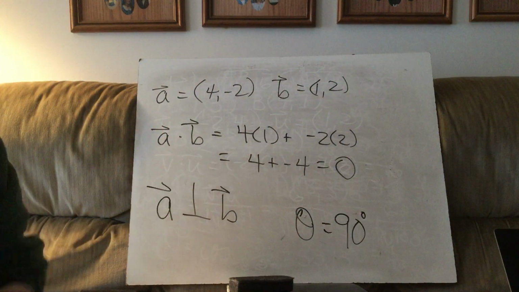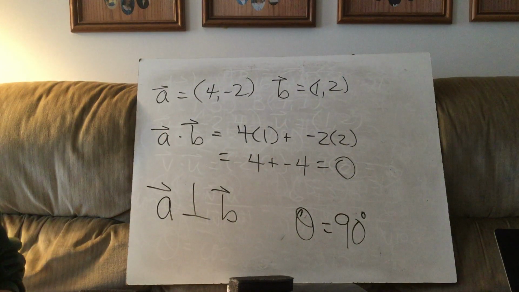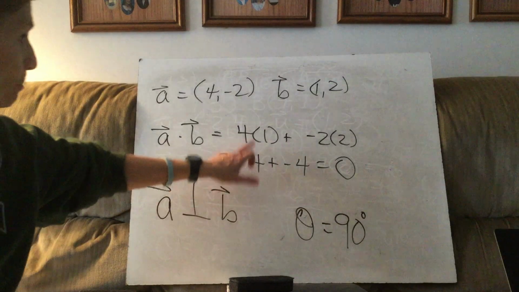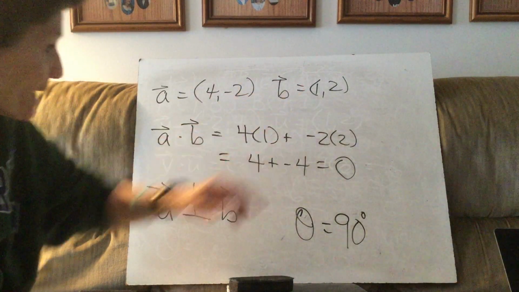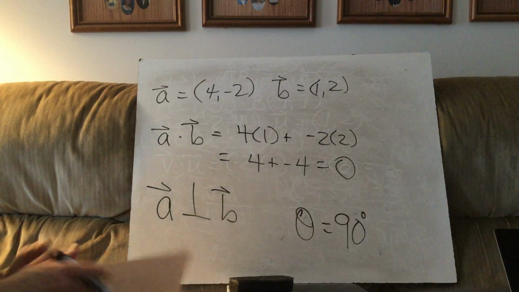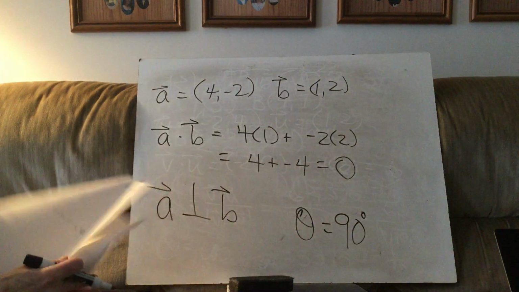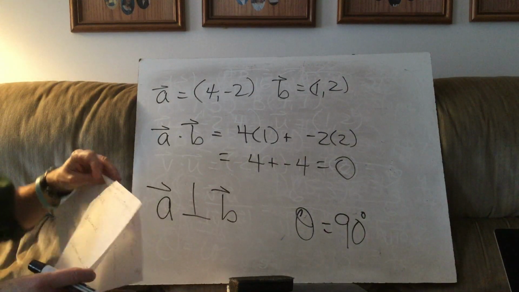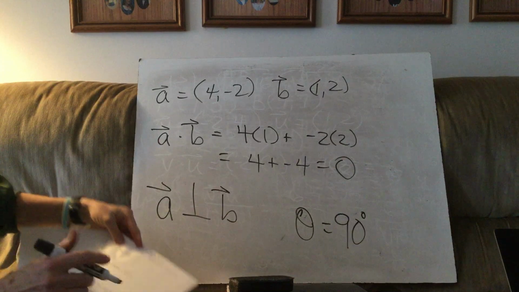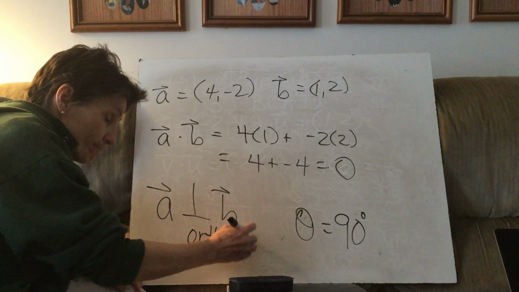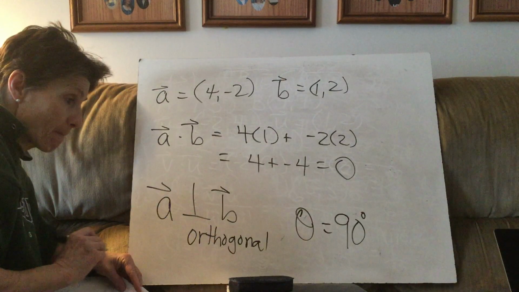I'm not even going to do all that other work. I don't need to do all that other work. The angle between these vectors is 90 degrees because the dot product, x times x, y times y, add them up, turned out to be 0. And when the dot product is 0, the vectors are orthogonal, which means they have a 90-degree angle. Orthogonal, remember, is the vector word for perpendicular. Another one of your vocabulary words.